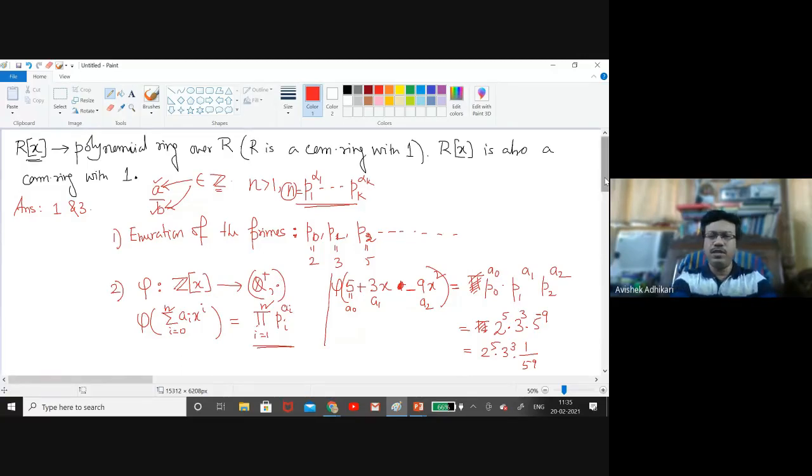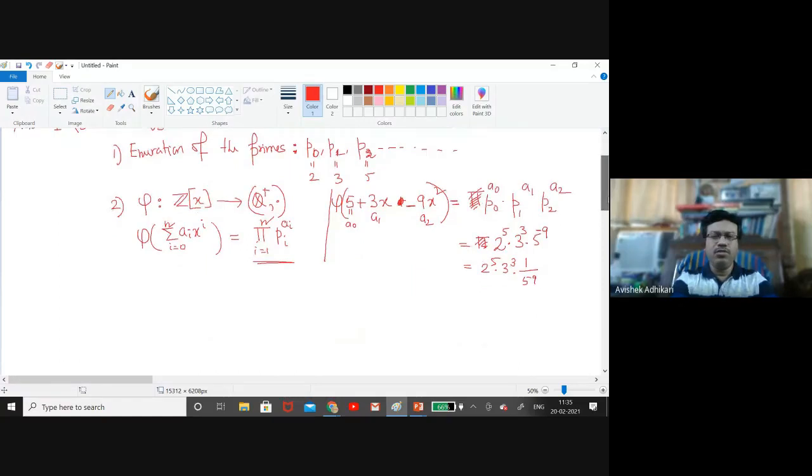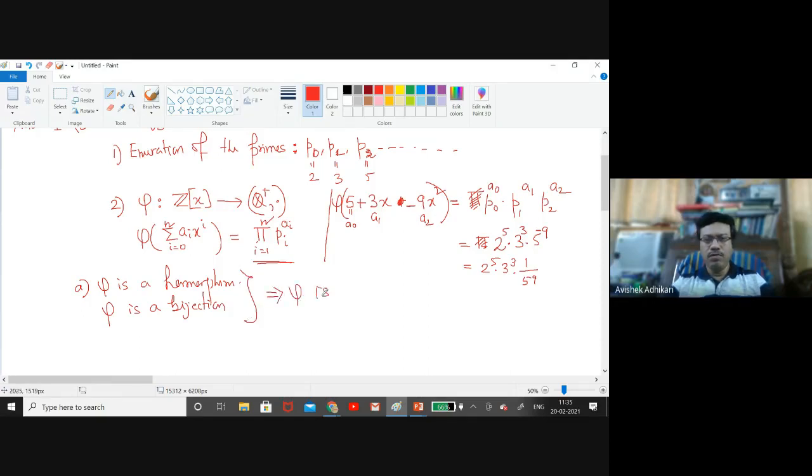So the function is fine. Now what do you need to show? First, we need to show phi is a homomorphism. Then we need to show phi is a bijection. And if we are able to do so, then that will be your conclusion: phi is an isomorphism.